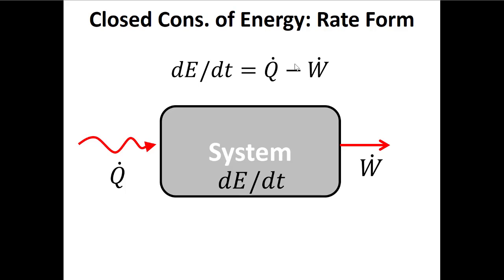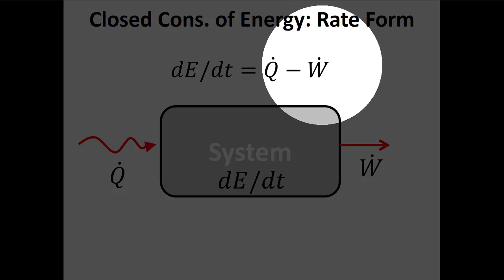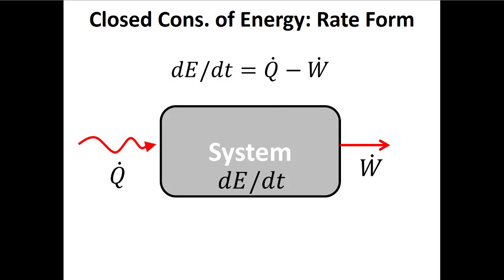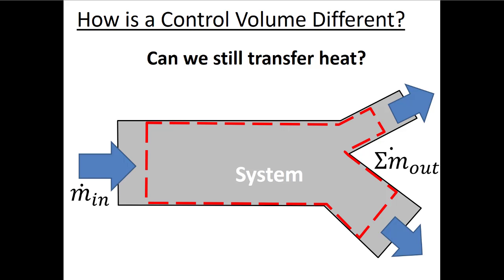Now, we can talk about that as rate of work, but remember, work is in terms of energy, something like joules, and you might remember that joules per second is watts, right? So this W dot term is the rate of energy leaving the system, but that's the same as the power. So W dot can be thought of as the power that's leaving the system. So can we still transfer heat in an open system?